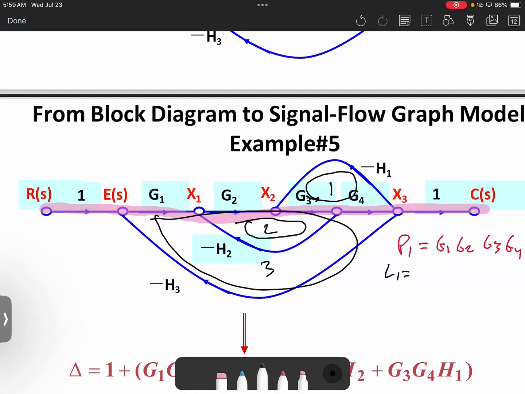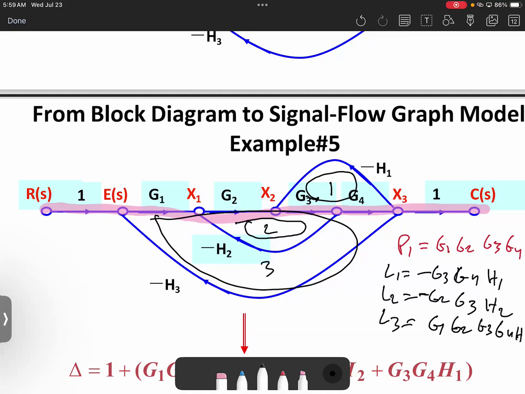So what are the gains of the loops? Loop number 1: G3, G4, minus H1, so we'll put the negative here. How about loop number 2, which is what? G2, G3, minus H2, so put the negative here. How about loop number 3? G1, G2, G3, G4, H3 with the negative sign. Okay? All good?